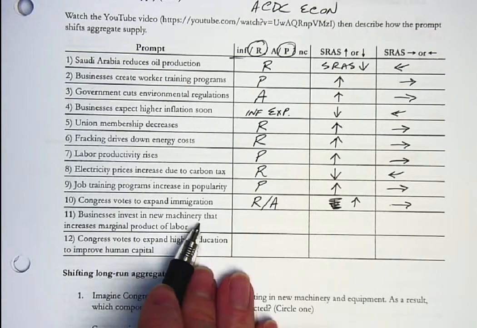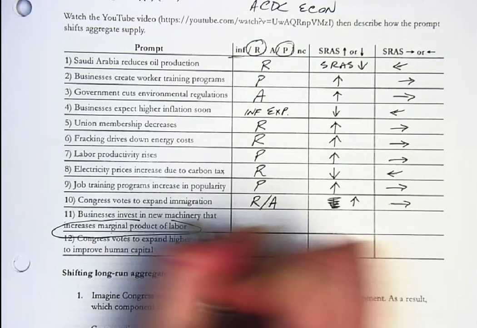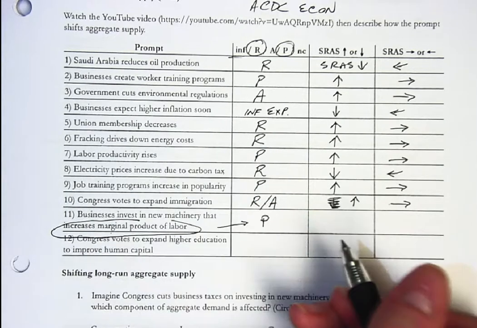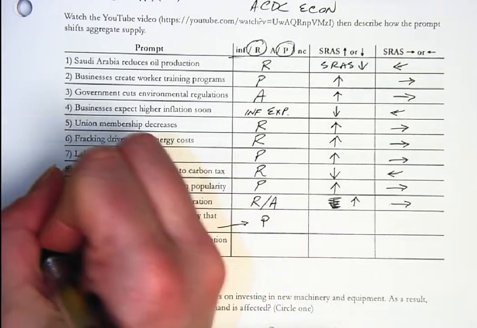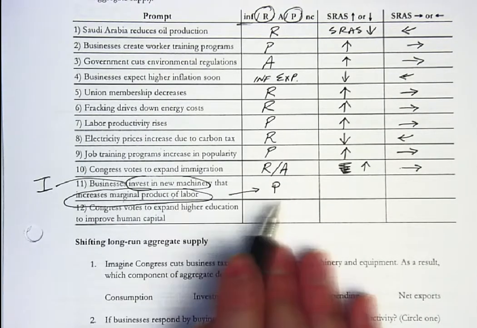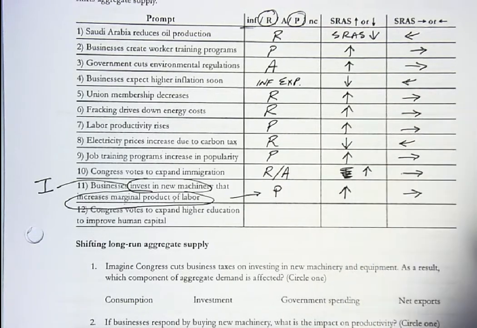Businesses invest in new machinery that increases the marginal product of labor. So this is telling you productivity. That's the productivity. Now, the investing in new machinery part, right, that part is investment spending. So the investment spending here contributed to a productivity shift, and it increased productivity and shifted it to the right.